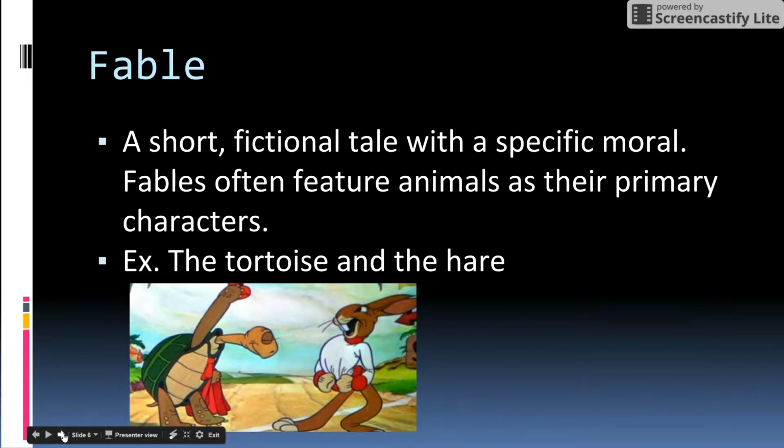Fable, you're probably pretty familiar with fable. It's a short fictional story that has a moral that we're supposed to learn by the end of the story. And fables often feature animals as their primary characters, like the tortoise and the hare. The whole moral of that story is slow and steady wins the race.